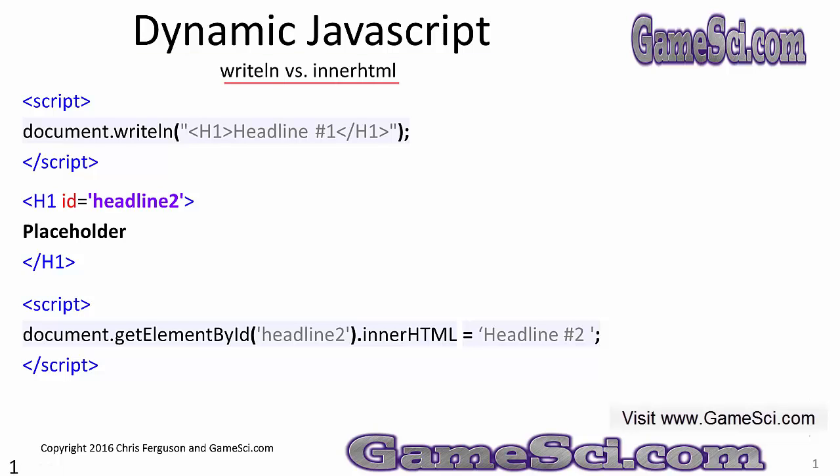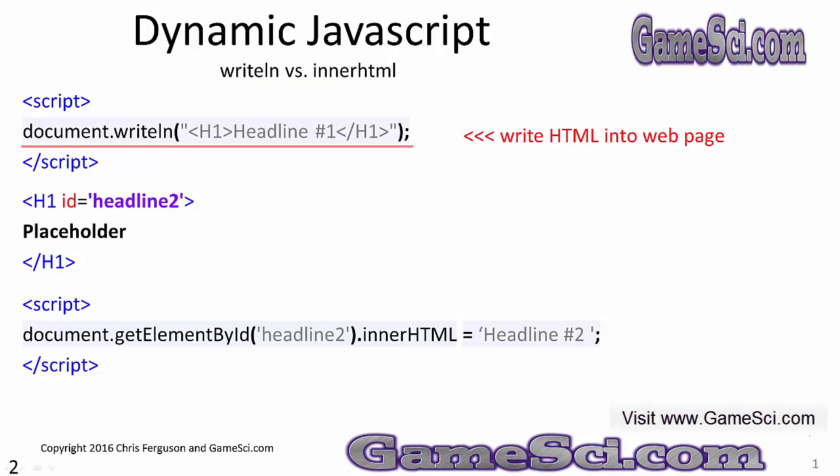It's writeLine versus innerHTML. Do I want to use JavaScript's writeLine method to write HTML to the screen, or do I want to use a little CSS and the document object model with the innerHTML property to write data to the screen? Let's look at it both ways.